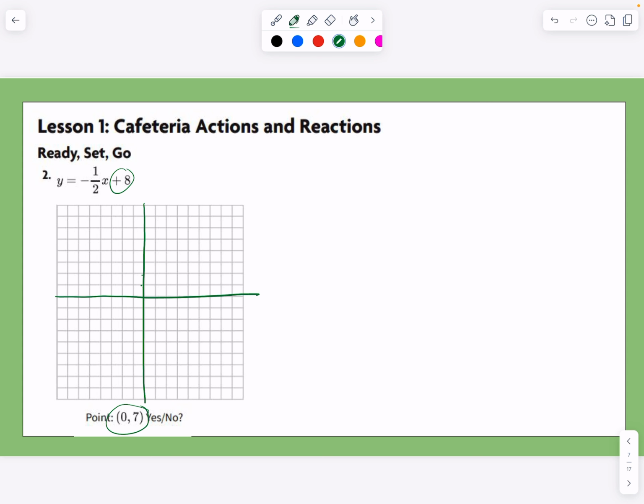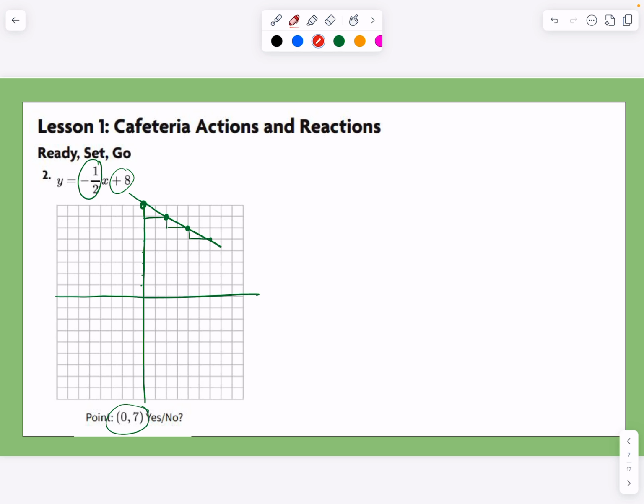So 1, 2, 3, 4, 5, 6, 7, 8. So it's right there. And then we see our slope is -1 over 2, which means we're going to go down 1 and over 2 to this point, down 1 over 2 to this point, and so on. So my graph would look like this.